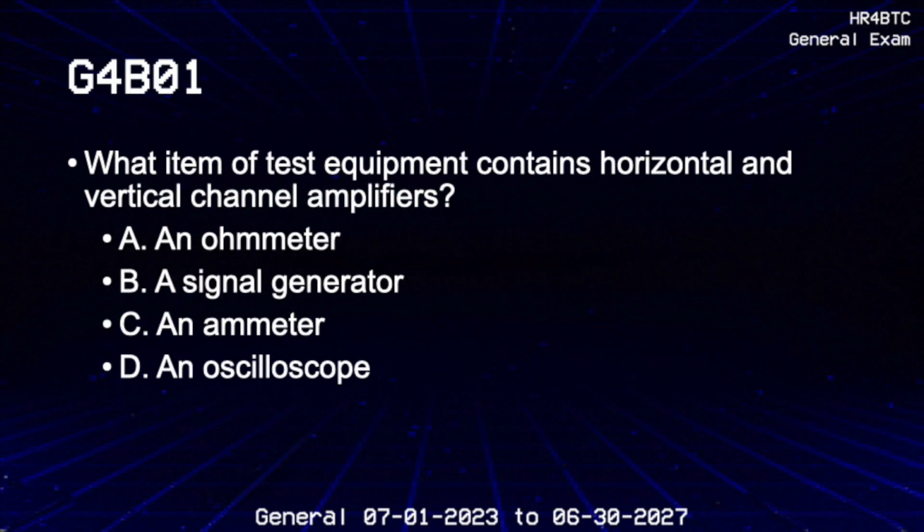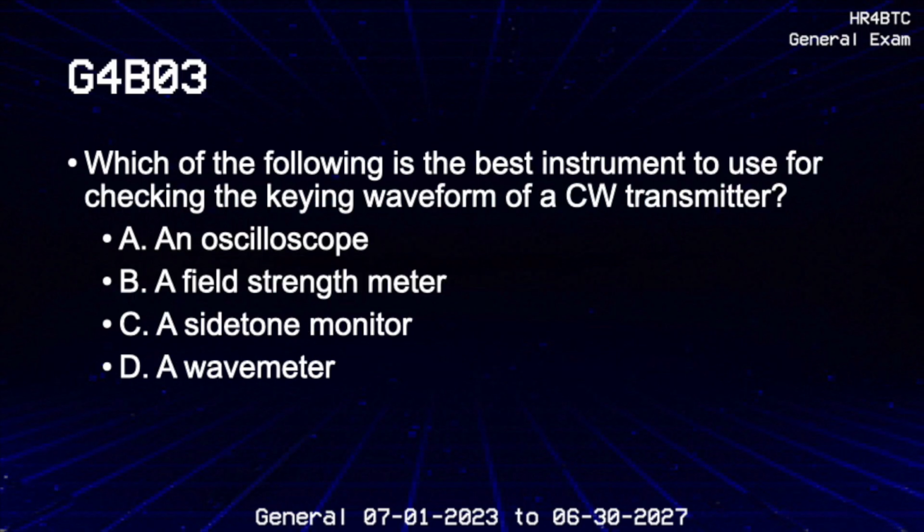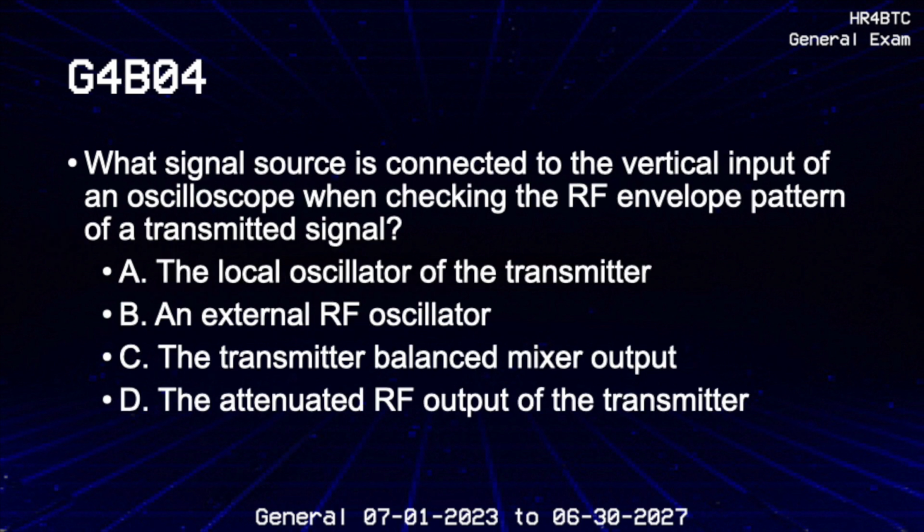What item of test equipment contains horizontal and vertical channel amplifiers? An oscilloscope. Which of the following is an advantage of an oscilloscope versus a digital voltmeter? Complex waveforms can be measured. Which of the following is the best instrument to use for checking the keying waveform of a CW transmitter? An oscilloscope. What signal source is connected to the vertical input of an oscilloscope when checking the RF envelope pattern of a transmitted signal? The attenuated RF output of the transmitter.